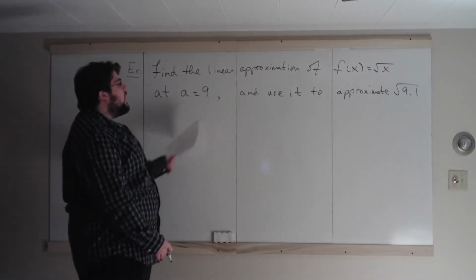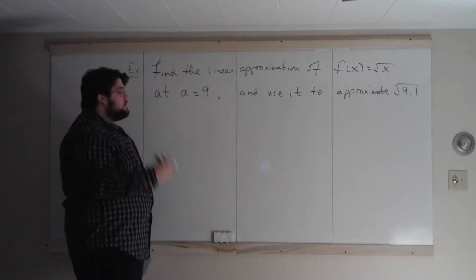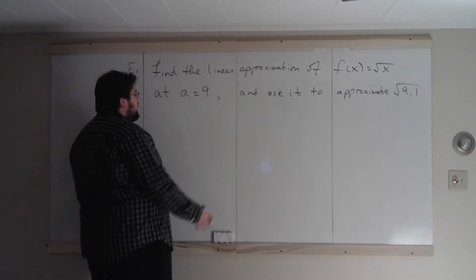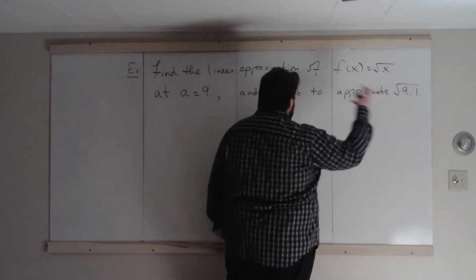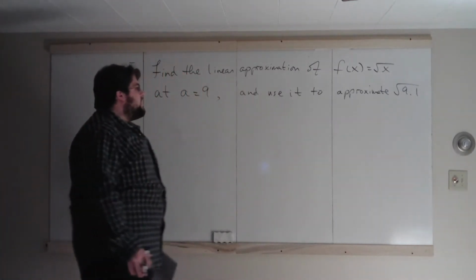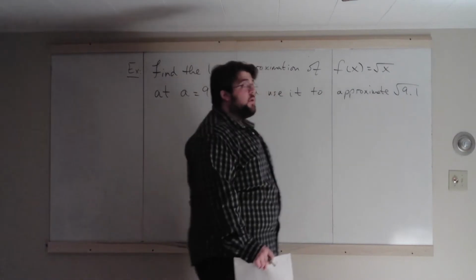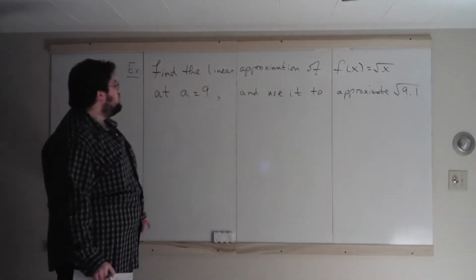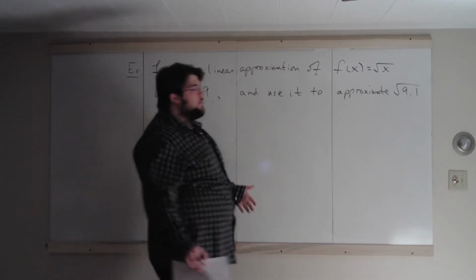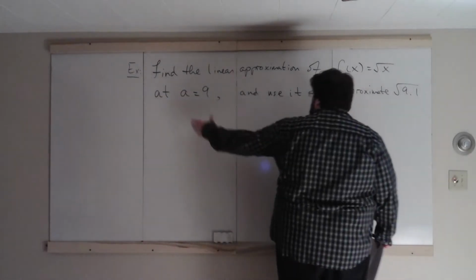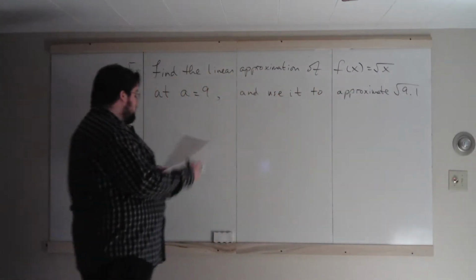Notice we're using it to approximate something close to 9. These approximations will give us reasonable approximations when the approximation we want to find is near a point we know. So if this just said approximate square root of 9.1 using a linear approximation, you wouldn't want to use a equals 4, because 4 and 9.1 are far away. So here we're going to use a equals 9, because 9 and 9.1 are kind of close.